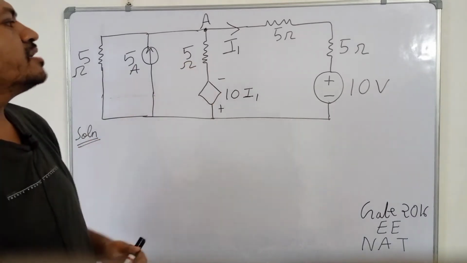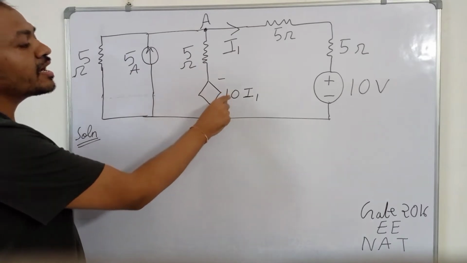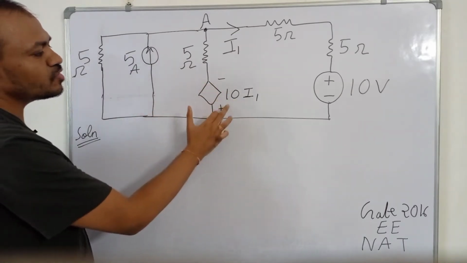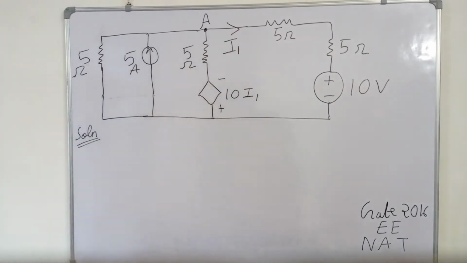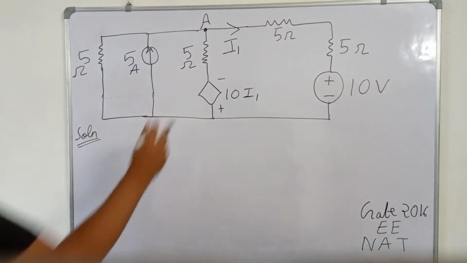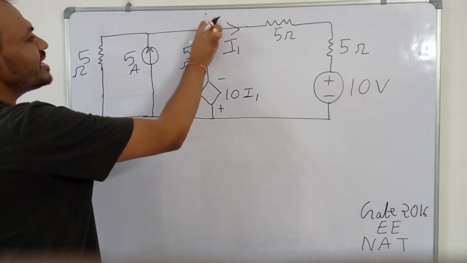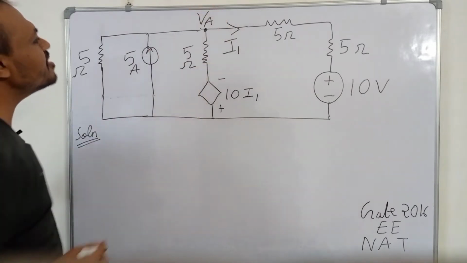This current is given as I1, and this is a current dependent voltage source, because it is a voltage source and its value is dependent on I1. I1 is this current. So we will first apply KCL at this node A. Let the voltage of this node be VA.